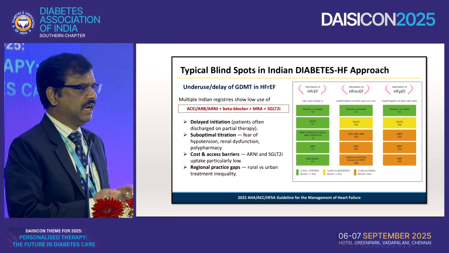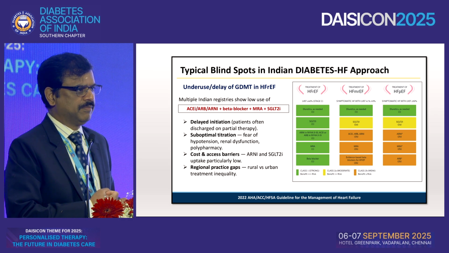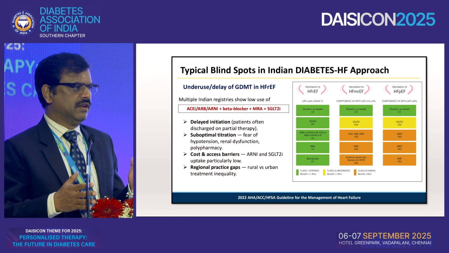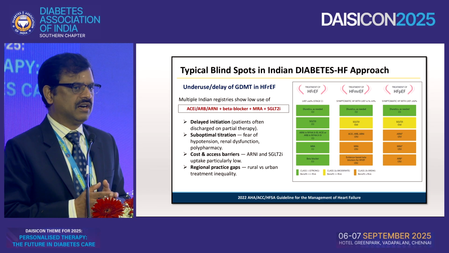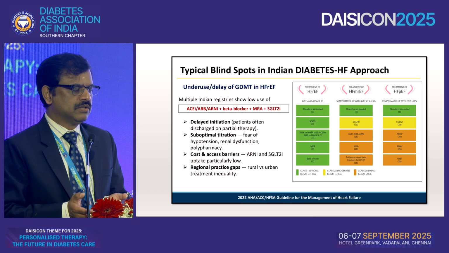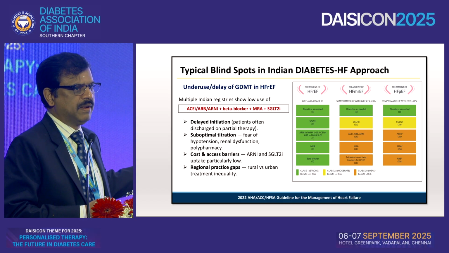So there are delayed initiations. We are not optimizing therapy. There is more delay on the physician side because we have fear. Many heart failure patients come with a BP of 100. You can't expect a BP of 160 in a heart failure patient because the pump is failing. So all the heart failure medications are BP lowering medications.